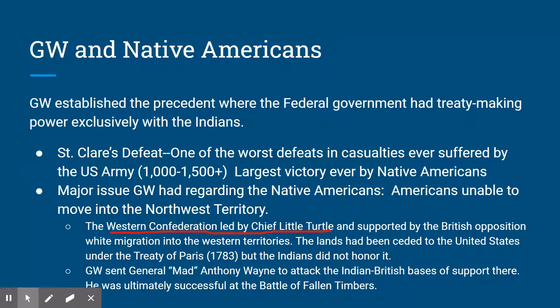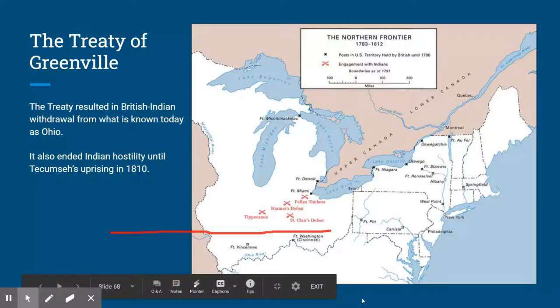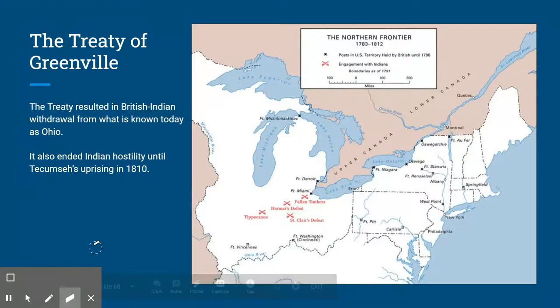like the Western Confederation. Washington, in order to respond to the threat posed by Chief Little Turtle, sent General Mad Anthony Wayne into the Ohio River Valley to attack not only Indian, but also British bases of support in the Ohio River Valley. He was ultimately successful at what was called the Battle of Fallen Timbers. Battle of Fallen Timbers is ultimately going to result in the opening up of land for American settlement.